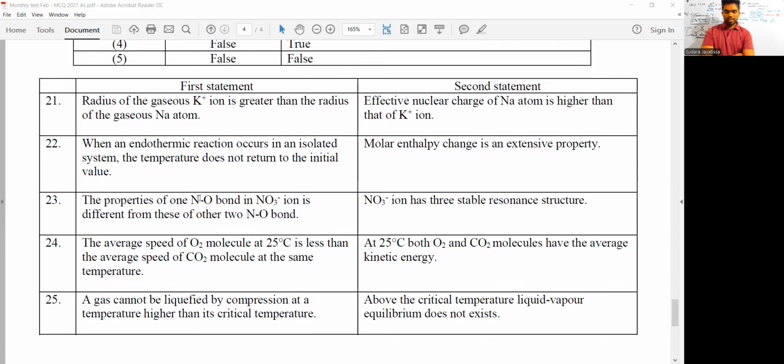And then the second statement says nitrate ion has 3 stable resonance structures. That is correct. So the first one is false, the second one is correct. The answer is answer 4.